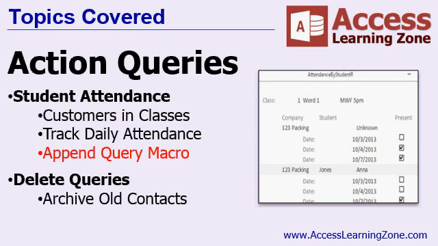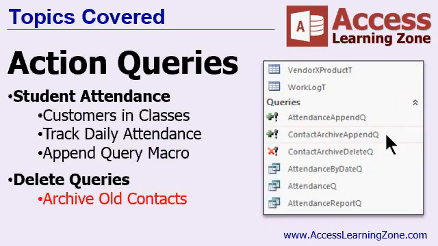Then I show you how to make an Append query macro, where you can click that button, it runs the Append query, it turns all the warning messages off, because those get annoying, and then we make some different reports. We can see student attendance by date, by class, by student, and so on. And then finally, at the end of Access 15, we start getting into delete queries, where you can actually delete records off of tables. I show an example where we archive old contacts from our customers. So any contacts over a year old get appended with an Append query into a backup table, an archive table. Then a delete query cleans them out of the original table.